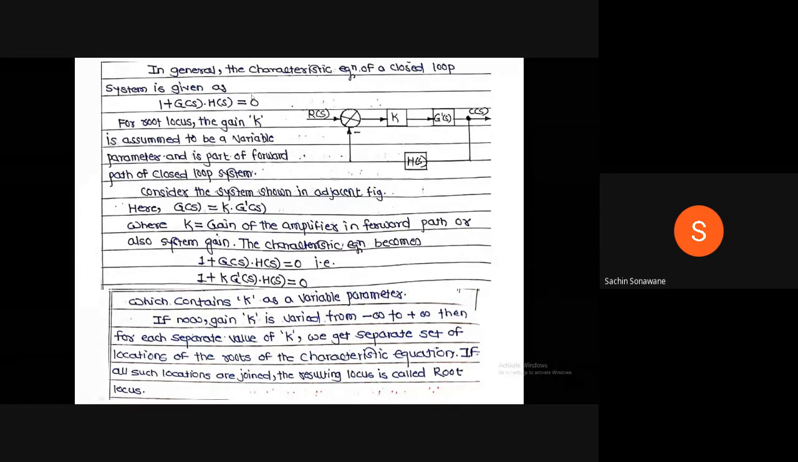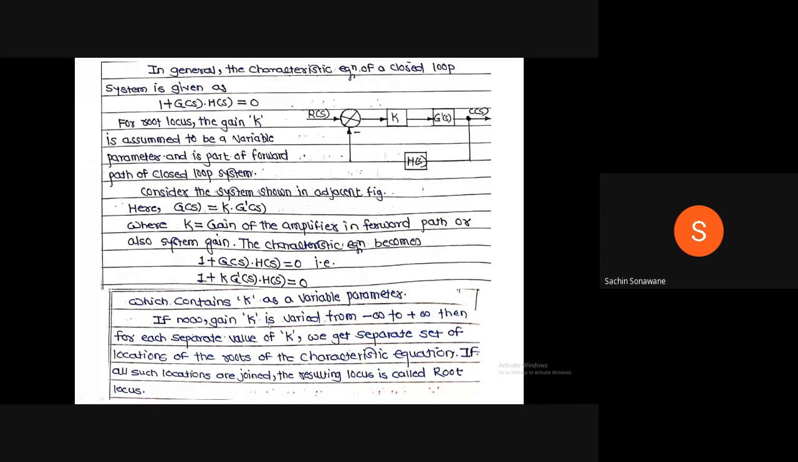Therefore, for root locus, the gain K is assumed to be a variable parameter and is part of the forward path of the closed loop system. Consider the system shown in the adjacent figure. Here G(s) = K G'(s), where K is the gain of the amplifier in the forward path, also called system gain. The characteristic equation becomes 1 + G(s)H(s) = 0, that is 1 + K G'(s) H(s) = 0, which contains K as a variable parameter.